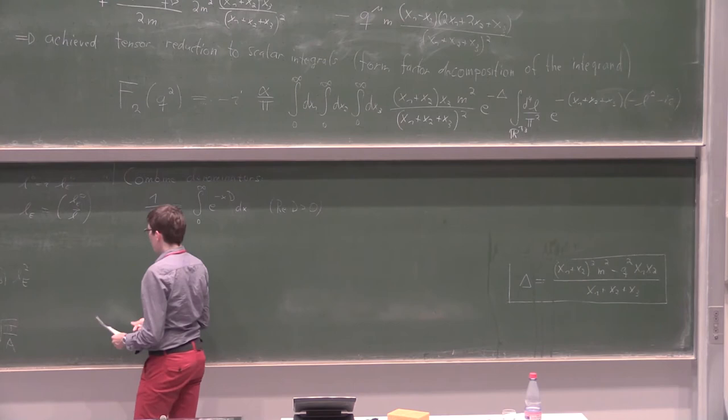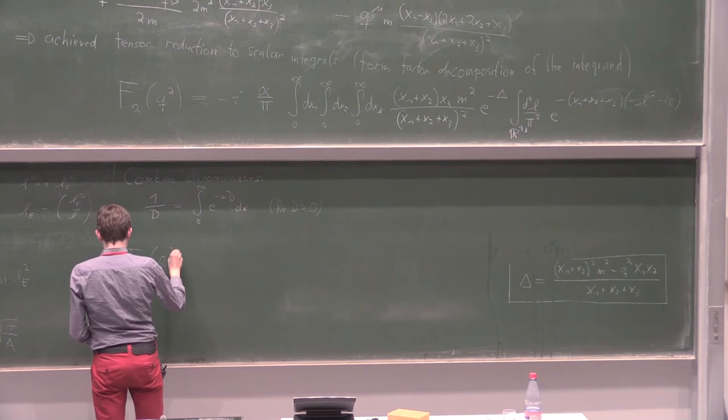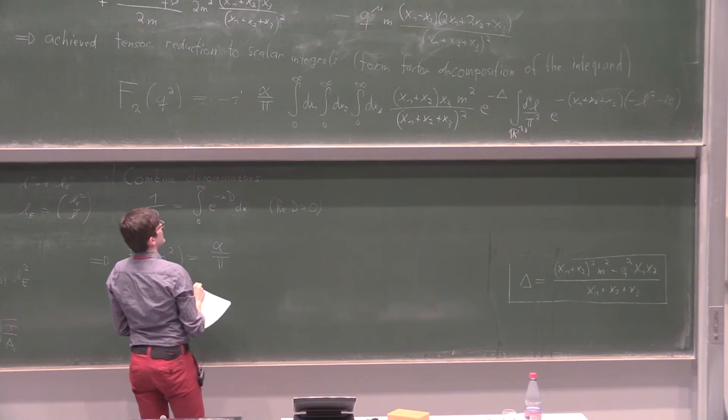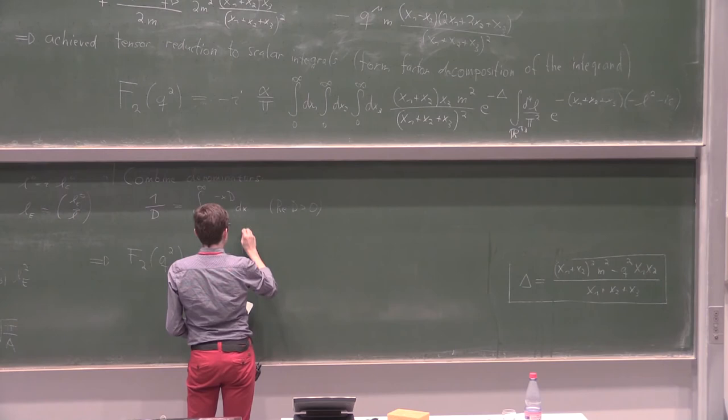And then we're left with f2 q squared. So the minus, I had some minus i somewhere here. That goes away. So finally, we have some real expression for something that should be real. So we still have these three integrations.